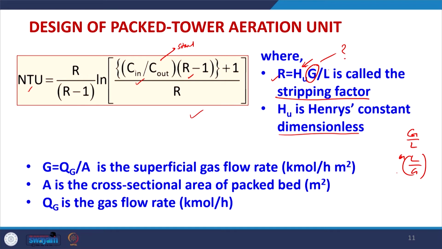We will understand this when we solve the problem, where G is the superficial gas flow rate. Remember the general flow rate is in kilomole per hour, but here we are dividing by meter square, and A is the cross sectional area of the packed bed. So, here A is the cross sectional area. This is also one of our manipulating variables, because we have to find out the diameter of the packed bed also.